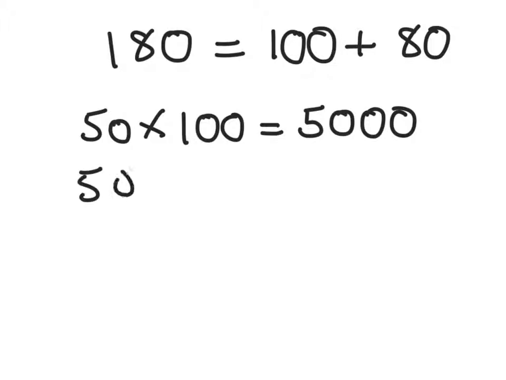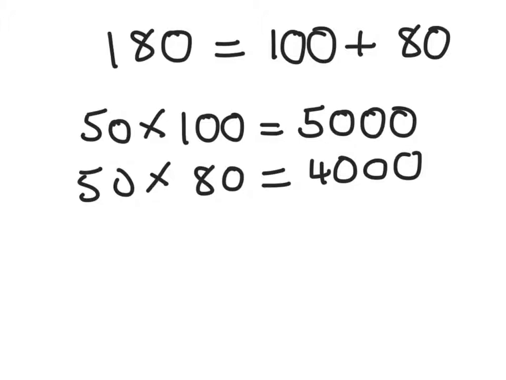and 50 multiplied by 80, using our shortcut method, 5 multiplied by 8 is 40, and we removed our 2 zeros to think about that, so we must put them back. And then we can simply add those numbers together to give us our total, which is 9,000.